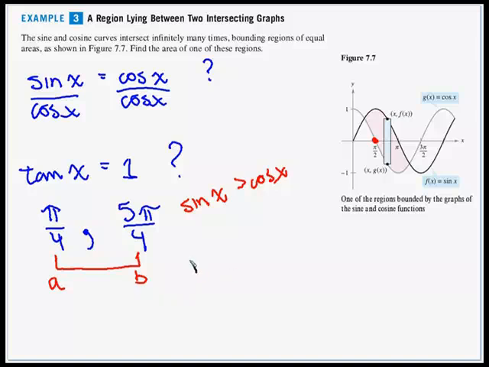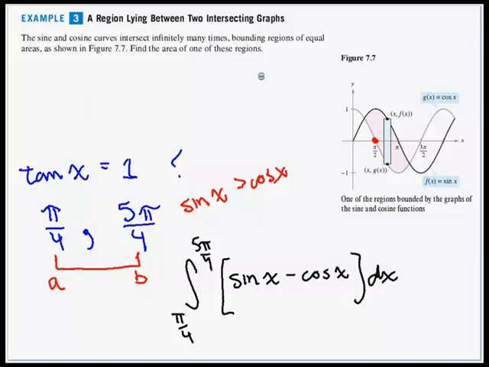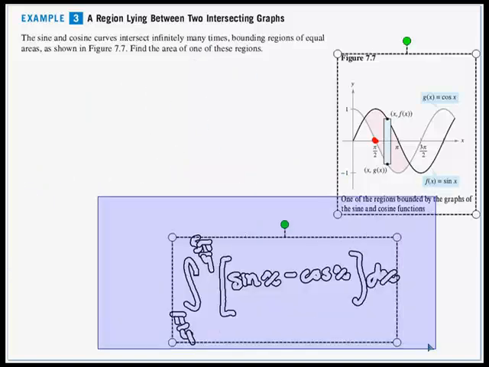So remember, our integral is from a to b, or in this problem, that's going to be pi over 4 to 5 pi over 4. And then we want to subtract our functions. And again, in this example, sine of x is greater than cos of x, so it's going to be sine x minus cos of x integrated with respect to x. And let's figure this out.